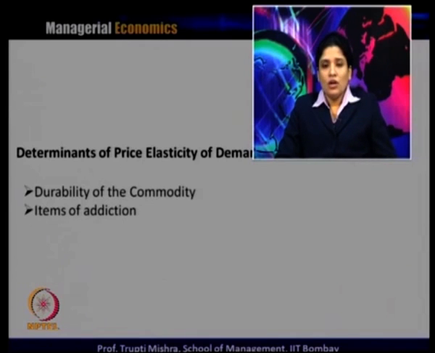Then there are two more determinants of price elasticity of demand, that is durability of the commodity and item of addiction. If it is an item of addiction, whatever the change in the price, the consumer is not going to change the quantity demanded because someone is addicted to that, and in this case the demand is inelastic. But in this case we can consider the goods in question cannot be a normal good. So, that is the reason the demand has to be inelastic.